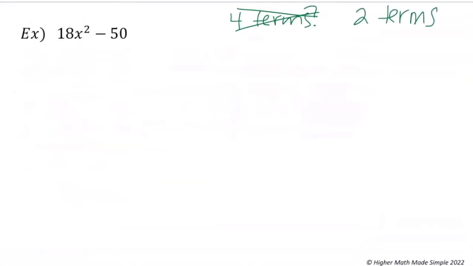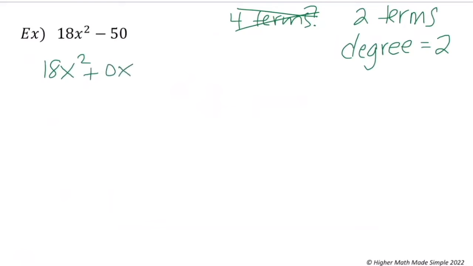And with 2 terms, technically, we see this as a degree 2 polynomial. In other words, it's quadratic. The highest exponent is 2. So you could technically rewrite this as 18x squared plus 0x, right? Because 0 times anything is 0. So that middle term is technically not there, but totally valid.